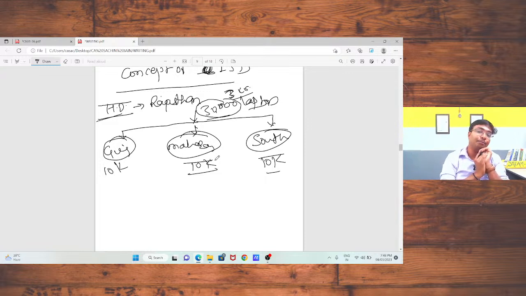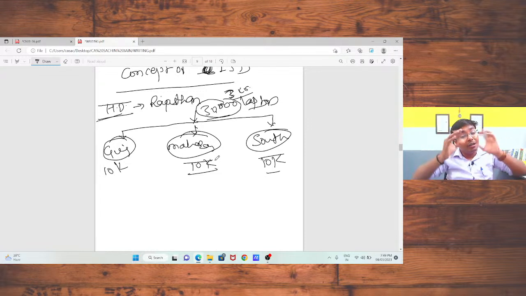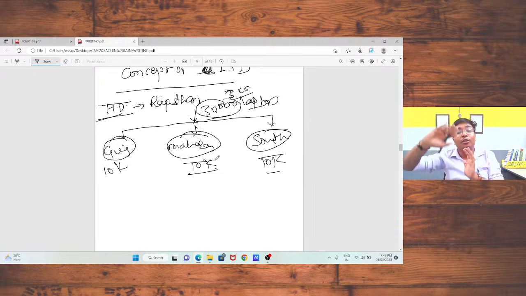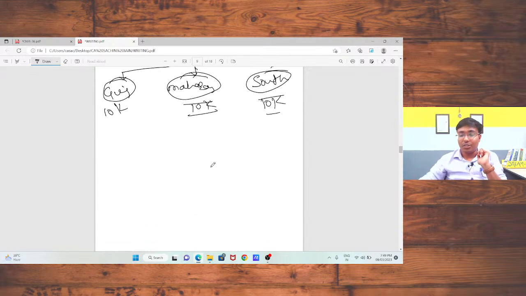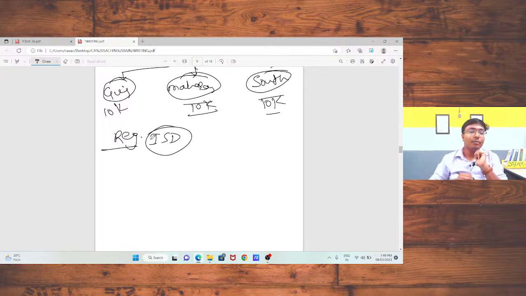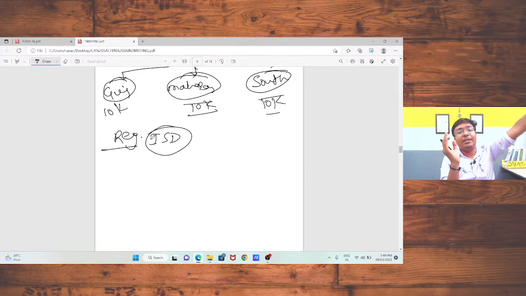In that case, I need to also transfer the input tax credit related to those laptops to my branches in Gujarat, Maharashtra or South. If I want to transfer the input tax credit, I need to take the registration as an input service distributor, ISD. And after taking the registration as an ISD, I can transfer the input tax credit of my head office, that is centralized buying, to my various branches.